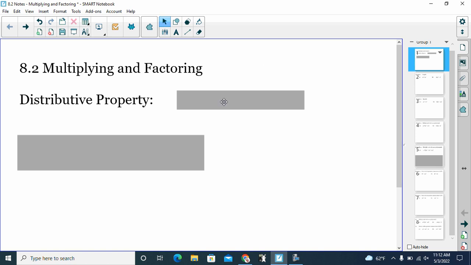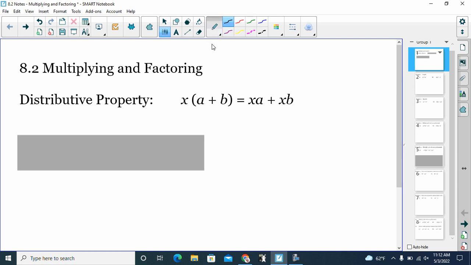The distributive property says if I have something out in front of a binomial, so if I have x times the quantity a plus b, what we can do is multiply x times a, and then x times b, and add those two things together. Again, that's the distributive property.